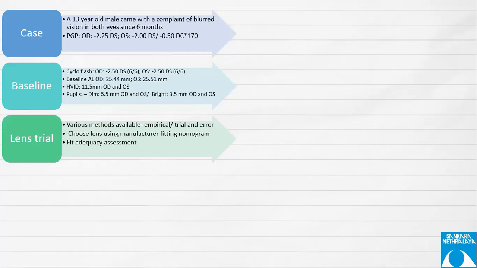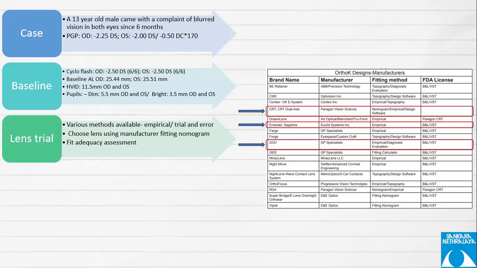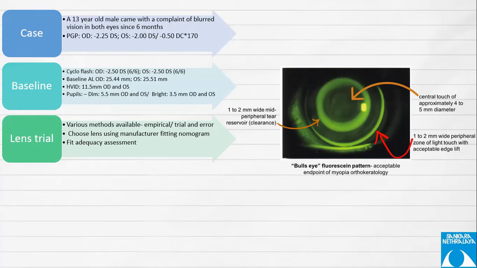Then we went ahead with the lens trial. There are various methods available, where we do trial and error lens fitting or an empirical method and choose the lens based on the manufacturer fitting nomogram. The highlighted ones are the currently available contact lenses in India, produced by Paragon, Euclid, and GP Specialist Systems, available in the form of Bausch and Lomb lenses and Paragon Corneal Refractive Technology lenses. So we can choose the lens based on the manufacturer-provided nomogram, followed by the fitting assessment, trial and error. We assess if the contact lens is a proper fit or not.